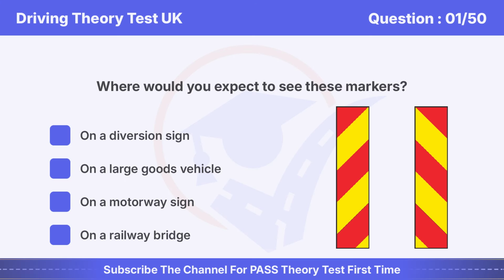Question 1. Where would you expect to see these markers? Option A. On a diversion sign. B. On a large goods vehicle. C. On a motorway sign. D. On a railway bridge.